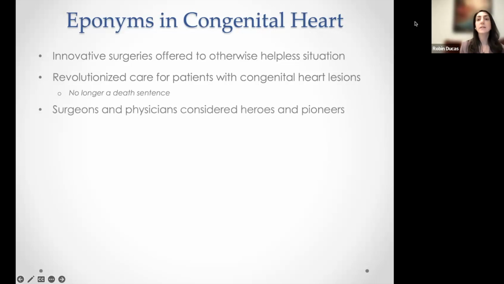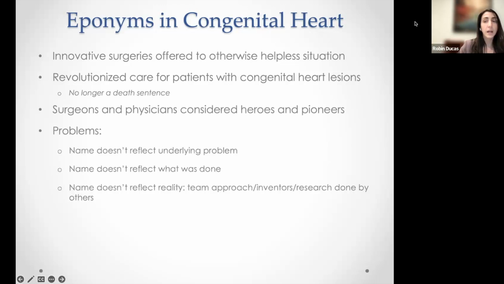And not surprisingly, in order to honor or to sort of classify how the surgeries were done, they were named after the surgeons and the people that created them. So it was sort of an honorific thing to do. And it's very common in medicine. We have this with a lot of other things.